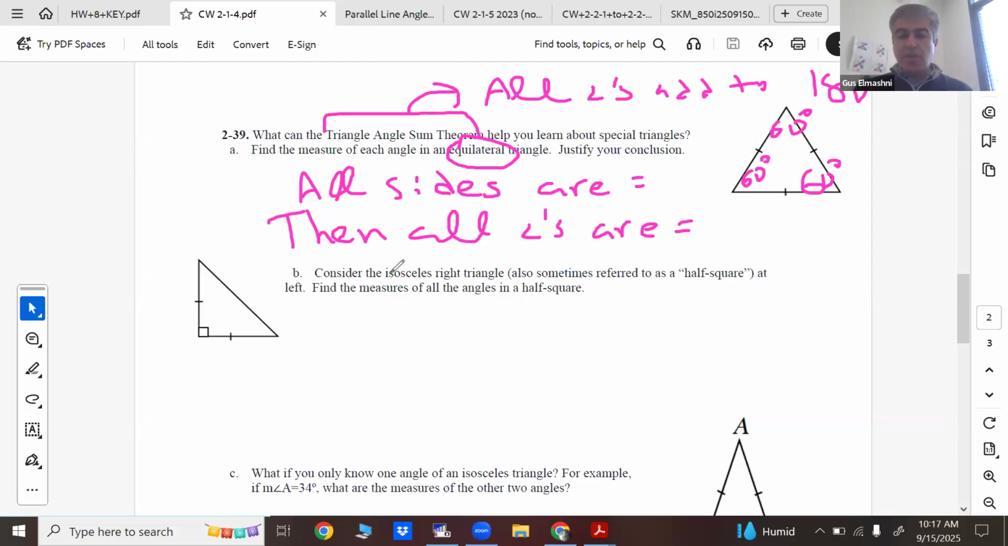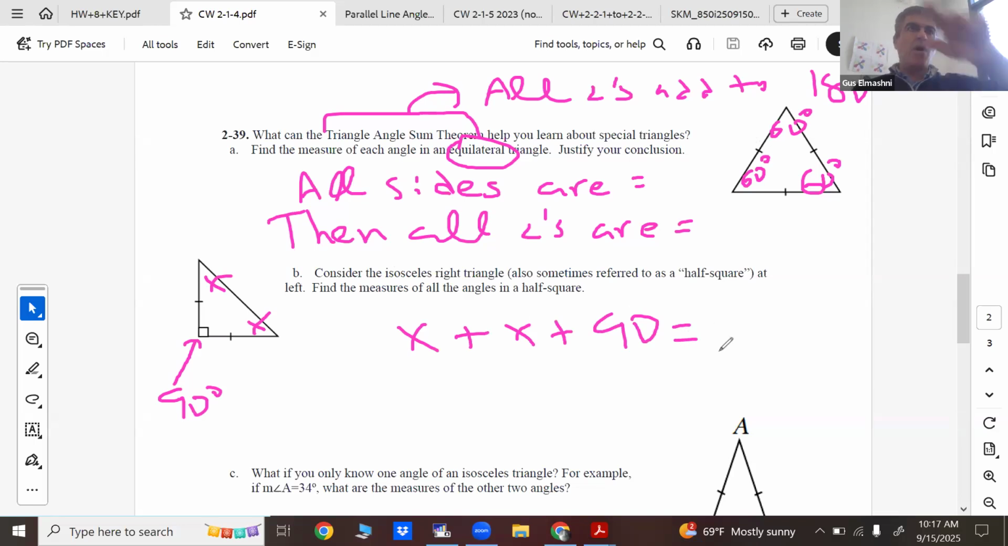Now consider an isosceles right triangle. That's 90. So the other angles are x and x. So x plus x plus 90 has to equal what? What do all of them add up to again? 180. And you solve for x.